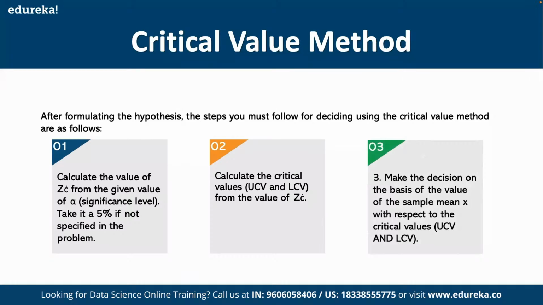So with all these values, we are going to decide whether it follows the null hypothesis or the alternate hypothesis. So this is called the critical value method. Next, we have something called the p-value method. Now in this p-value method, what we will do is check the value of p.